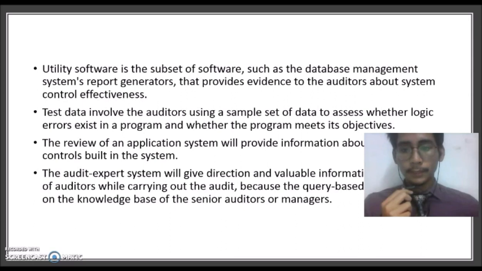And the review of an application system will provide information about internal controls built into the system. And the audit expert system will give direction and valuable information to all levels of auditors while carrying out the audit, because the query-based system is built on the knowledge of the senior auditors or managers.